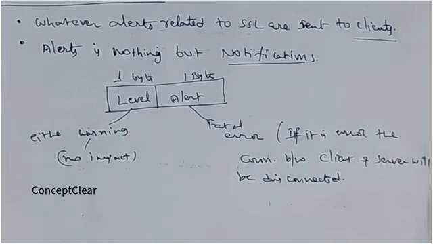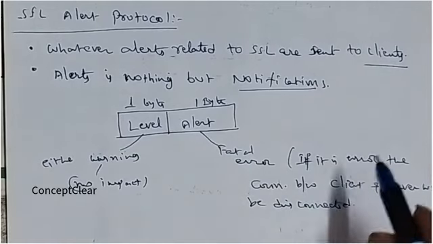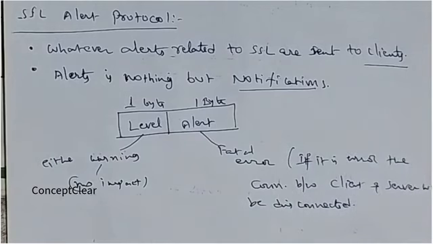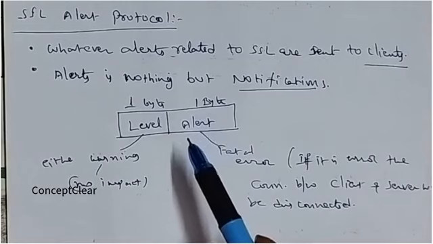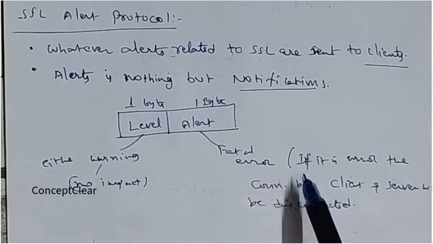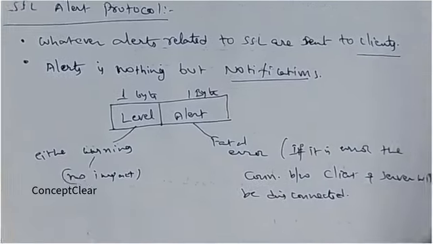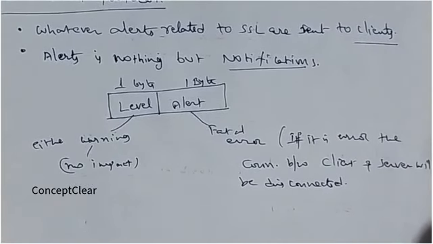Okay, this is about the alert protocol. What is the alert protocol? Whatever alerts related to SSL will be sent to the clients. The alert is nothing but notifications only. It contains two fields: the first one is warning and the second one is fatal error. Fatal error means the client and server connection will be disconnected. Warning means no impact.